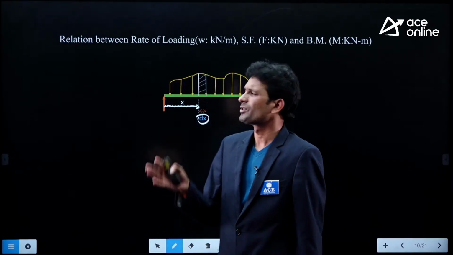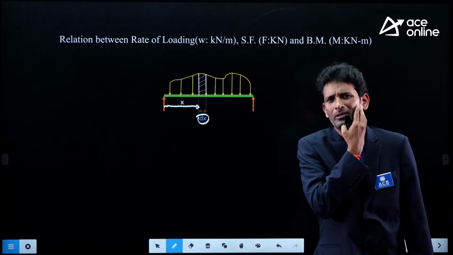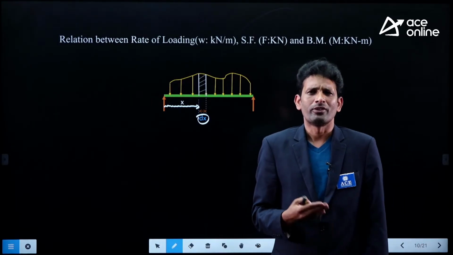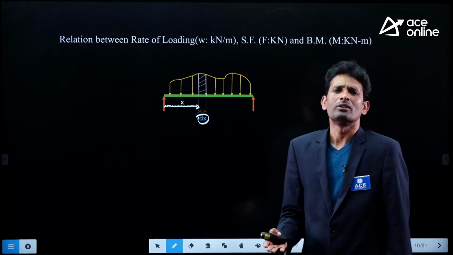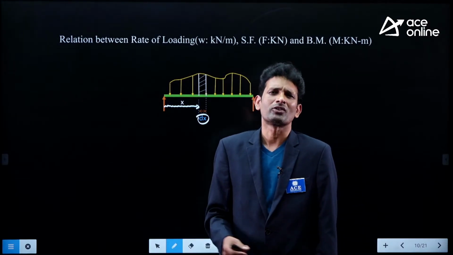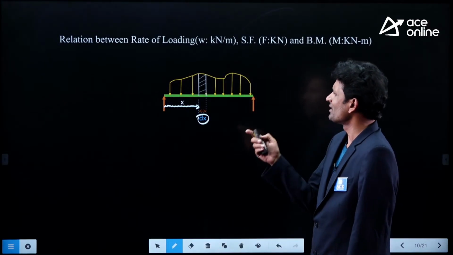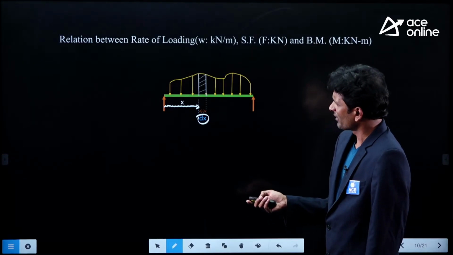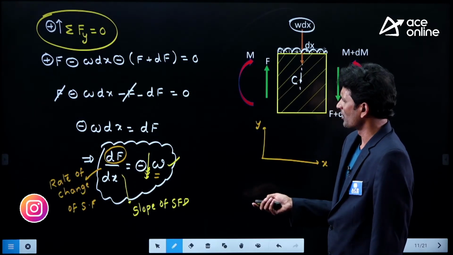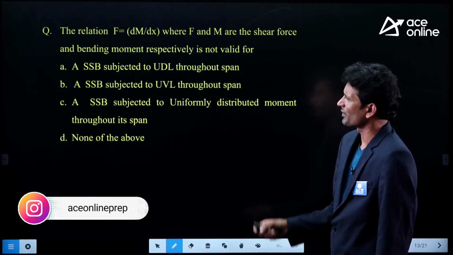The distributed load is continuously acting over the beam. Maybe it is a uniformly distributed load, a uniformly varying load, or a sinusoidal loading condition, whatever it may be. These relations were derived for continuous distributed loads only, my dear friends.